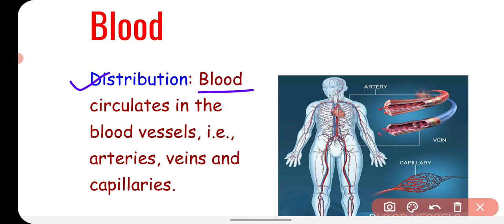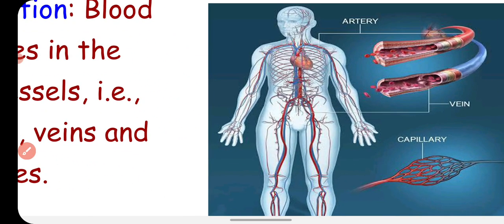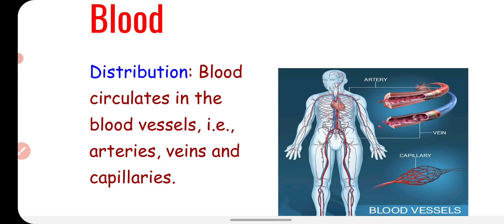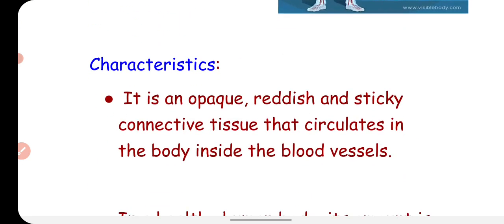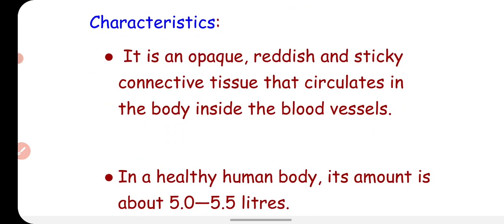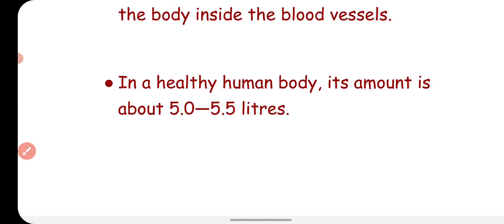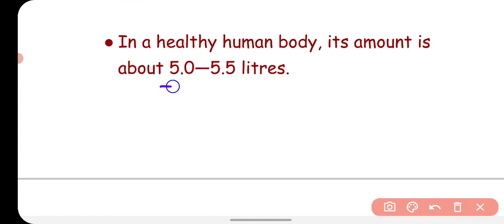Blood circulates in the blood vessels. Our body has a network of tube-like structures called blood vessels, which are of three types: artery, vein and capillary, in which the blood flows. Now we'll talk about the characteristics. Blood is an opaque, reddish and sticky connective tissue that circulates in the body inside the blood vessels. In a healthy human body, its amount is 5 to 5.5 liters.